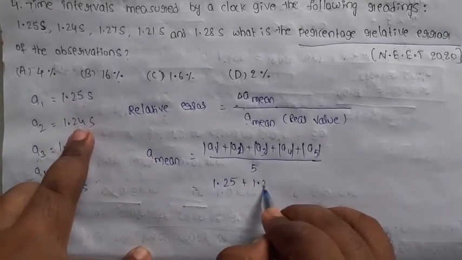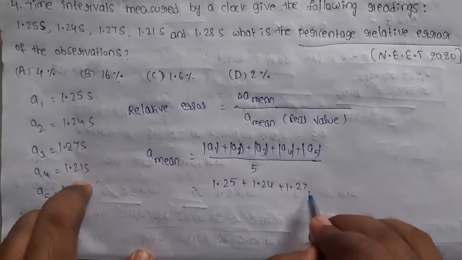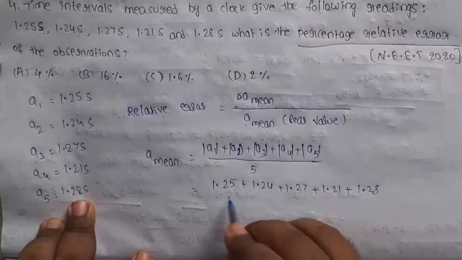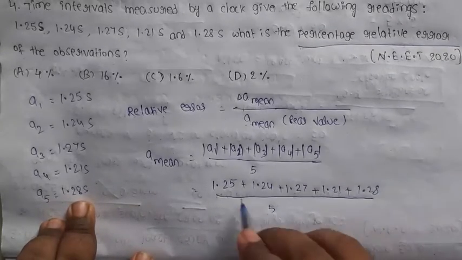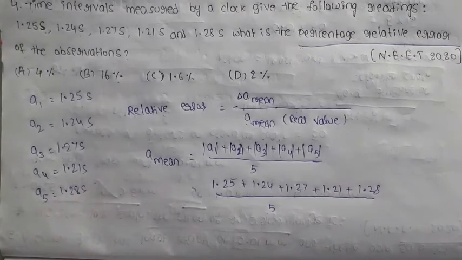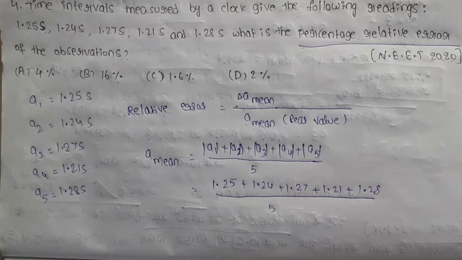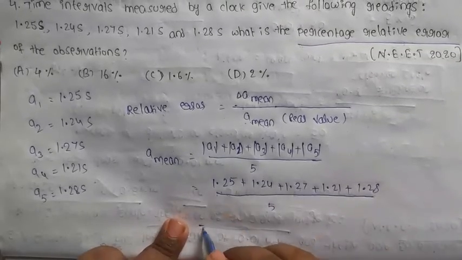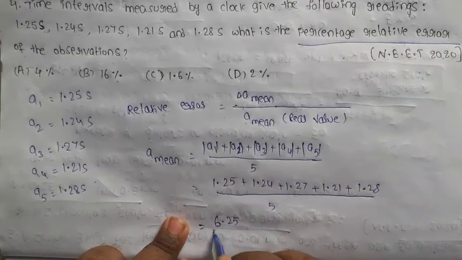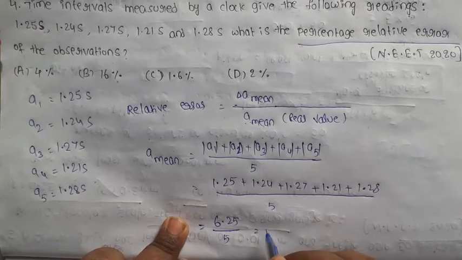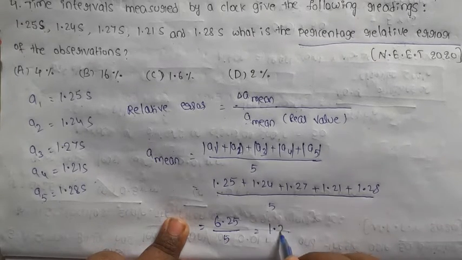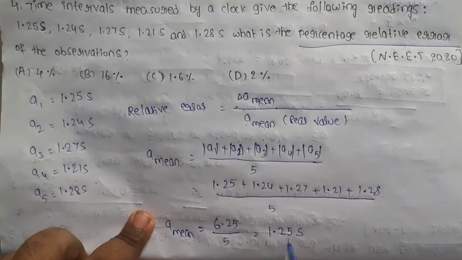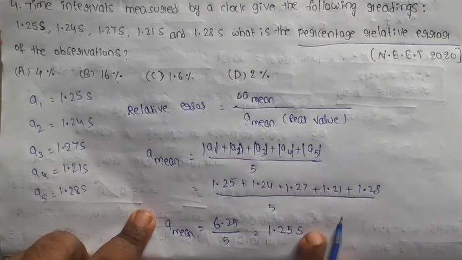So what are the values? A1 is 1.25, then 1.24, 1.27, next 1.21, 1.28, divided by 5. What is the numerator value? The sum of 1.25 + 1.24 + 1.27 + 1.21 + 1.28 is 6.25 in the numerator. 6.25 divided by 5 is 1.25 seconds. So the A mean value is 1.25 seconds.